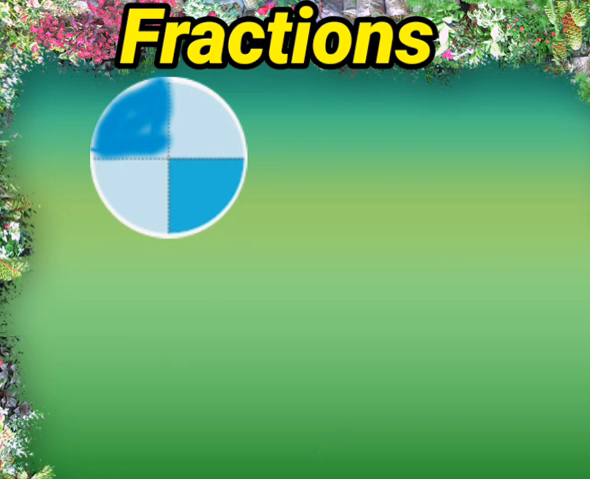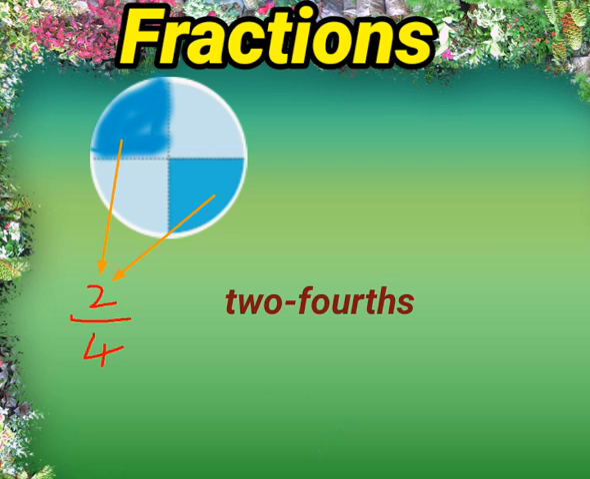Now see this circle. Here out of 4 parts, 2 parts are shaded. So we can write this as 2 by 4. That is 2/4 in words. Here 2 is more than 1. So I added s.